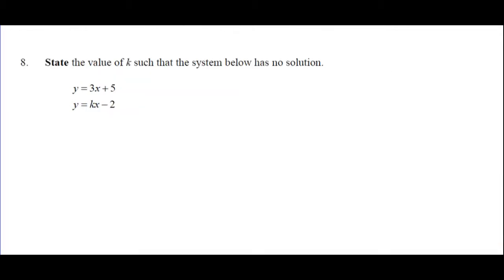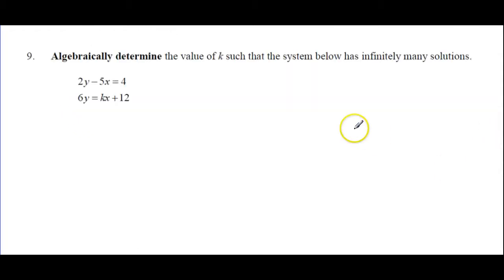State the value of k such that the system below has no solution. No solution means same slope and different intercepts. So if they have the same slope, then k is equal to 3. That's why this is a state. There's no real work to show. They have different intercepts, same slope, no solution. Algebraically determine. So there's got to be some work to be shown here.